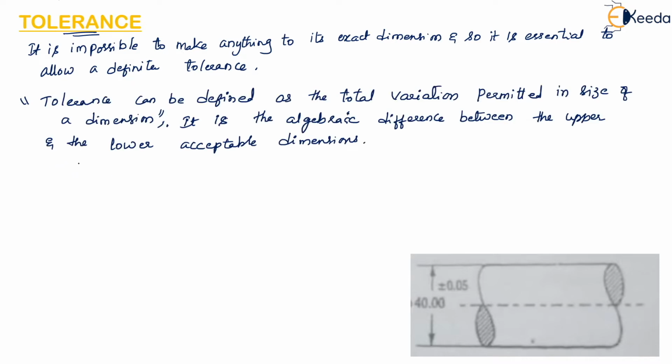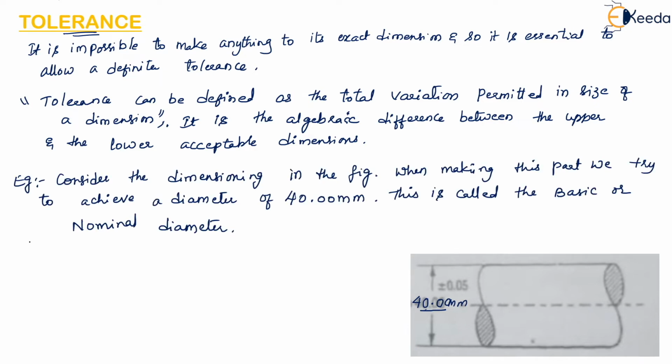Now, let us consider an example of the dimensioning shown in this figure. So, here when making this part, we try to achieve a diameter of 40 mm. So this 40 mm is called the basic or the nominal diameter. So the shaft will be satisfactory if its diameter lies between 40 plus 0.05 or 40 minus 0.05.